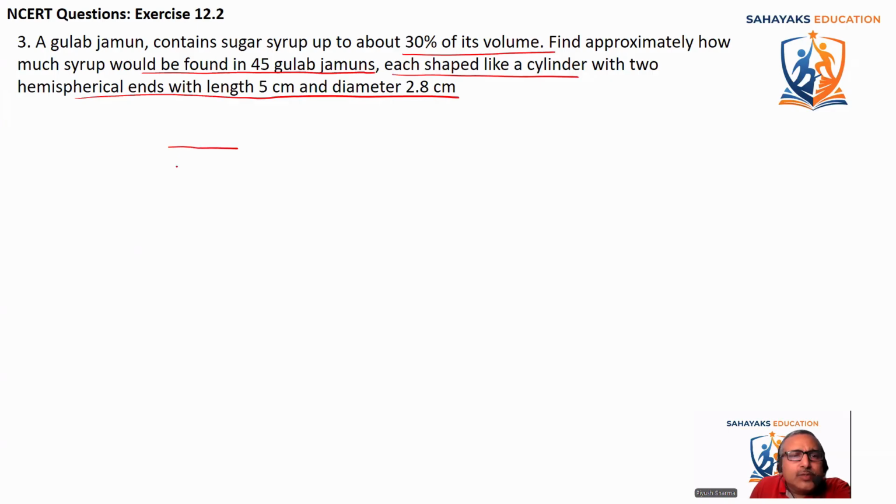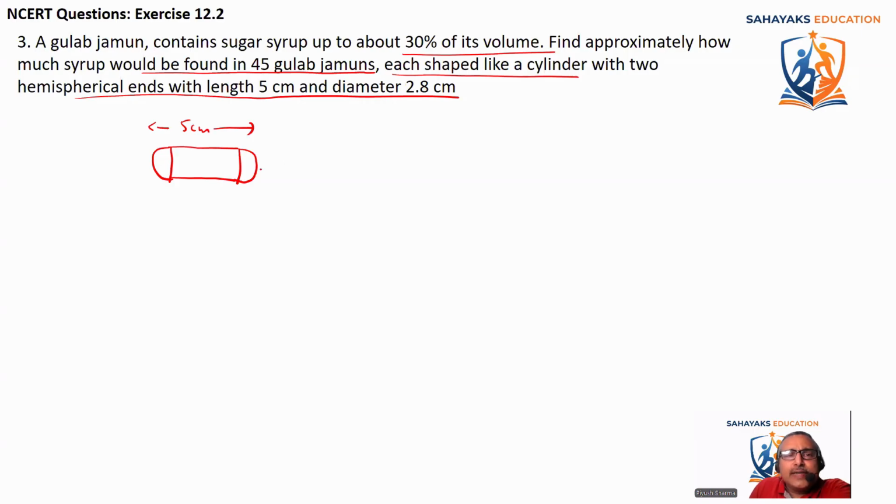Let's make a gulab jamun. How is it made? It's a cylindrical gulab jamun, and both sides are hemispheres. This side is also a hemisphere. So this is a hemisphere and this is a hemisphere. Now we should first find the volume of it. How will you find the volume? Find approximately how much syrup it would contain. 45 gulab jamuns, each shaped like a cylinder with 2 hemispherical ends with length 5 centimeter. The length of the gulab jamun is 5 centimeter.